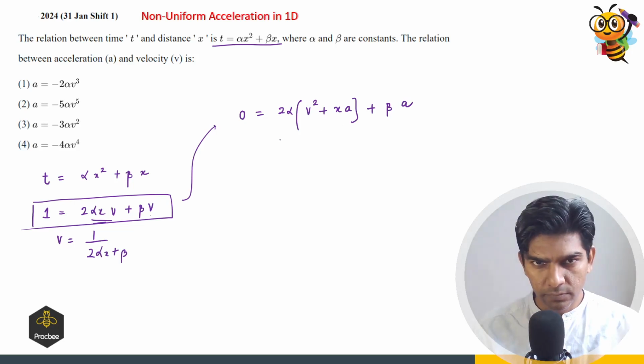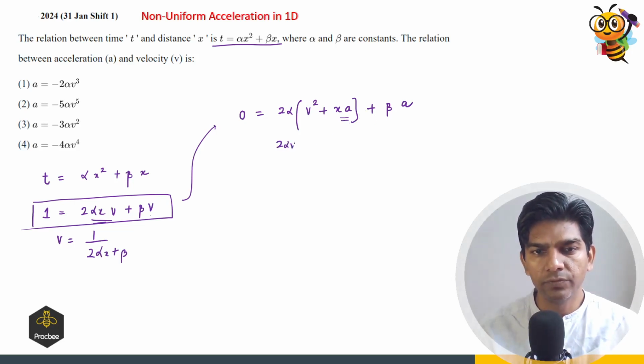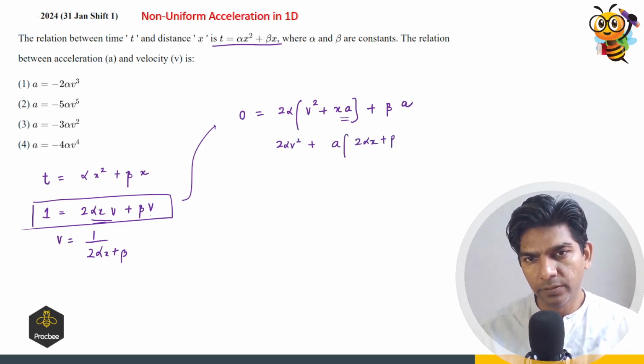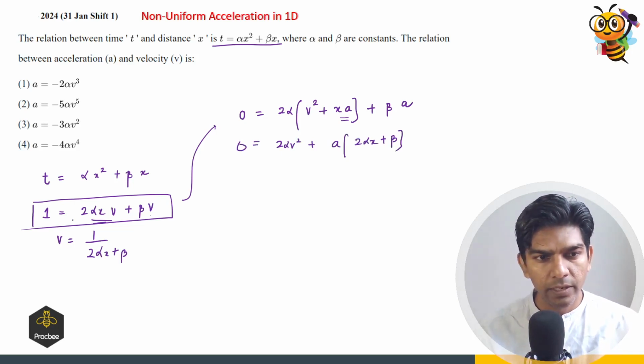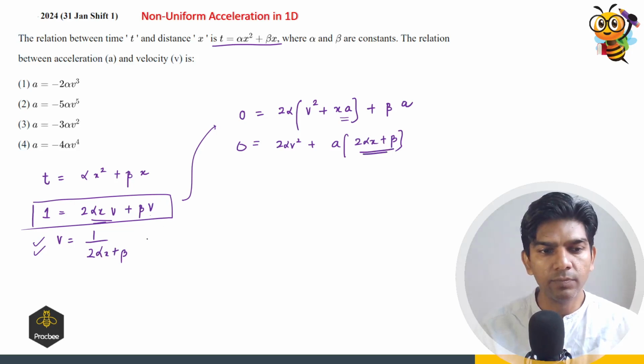Now from this, let us club all the terms which contain a. So it will be 2 alpha v square plus a times (2 alpha x plus beta) is equal to 0. And if you look at this relation, v is equal to 1 upon (2 alpha x plus beta). So 2 alpha x plus beta is 1 by v.